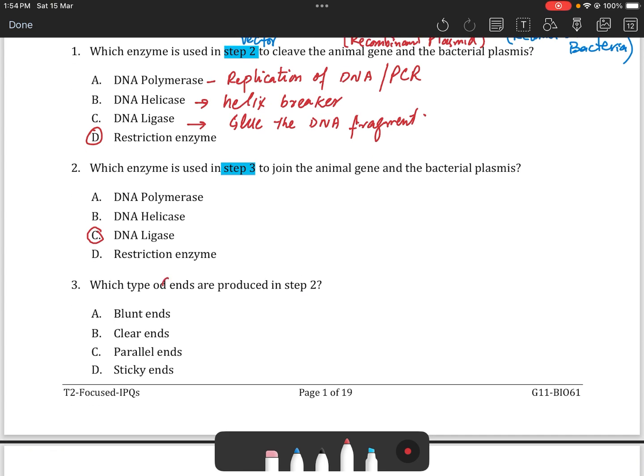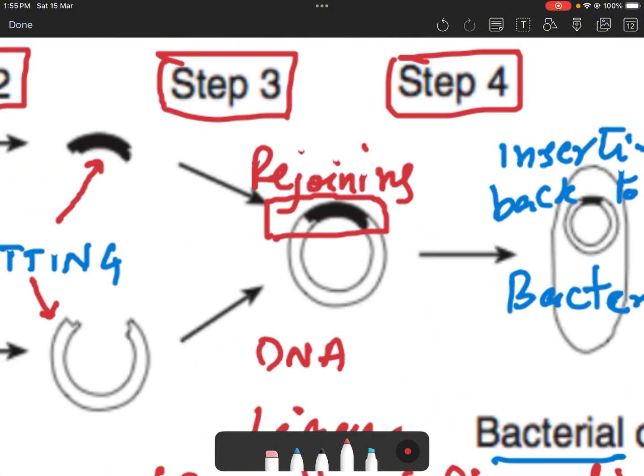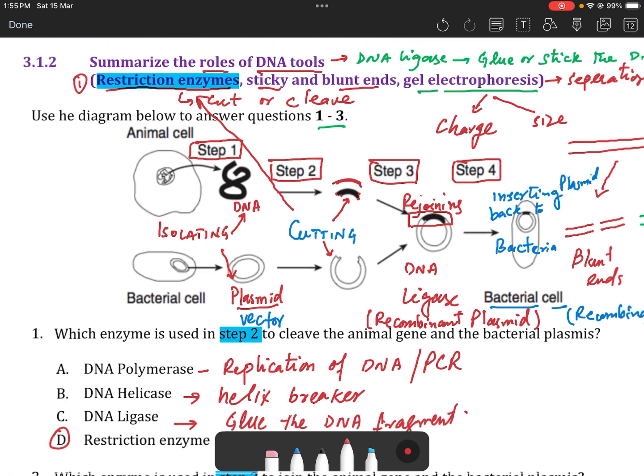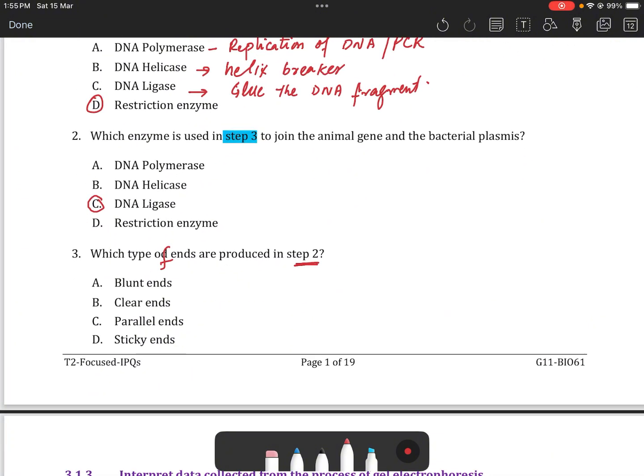Which type of ends are produced in step 2? You can see step 2 here. Over here, this is a short side and this is a long side. Short side, long side. So this picture is basically like this. These are the two strands, and one side is hanging while the other side is hanging. Of course now you know that the hanging ends are called sticky ends.